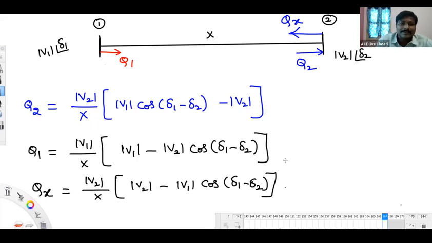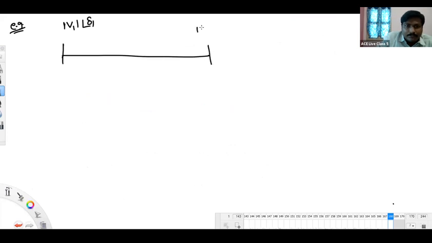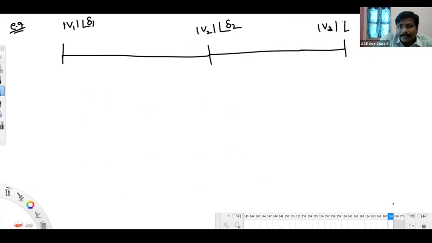What if it is a 3-bus system? I'll tell you, Pratyusha. I'm showing it in the next slide. Look here. For example, this is bus 1, V1 at an angle delta 1, bus 2, V2 at an angle delta 2, bus 3, V3 at an angle delta 3. At which location do you want? Please tell me.